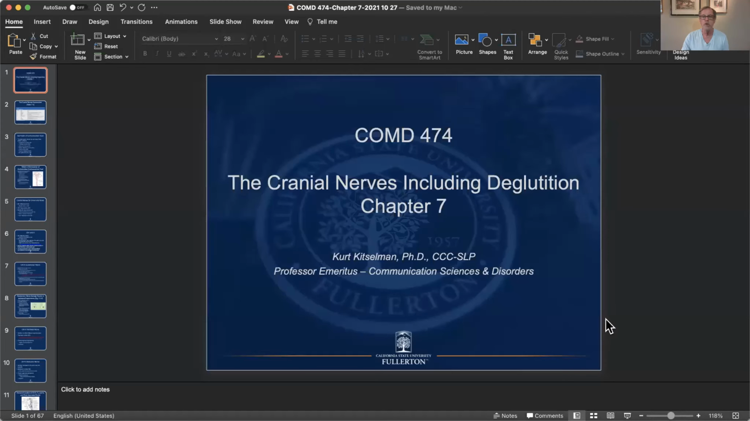And let me go ahead and share the screen. So you will see the topic, which of course I bet you already know. I'm going to try not making it bigger for a while because when I do that, it's very sensitive to the movement. So I think that this will work effectively, and I can still use my pointer, and the slides don't tend to pop around and I end up missing something. So we're going to be covering the cranial nerves, including deglutition. And that is Chapter 7.